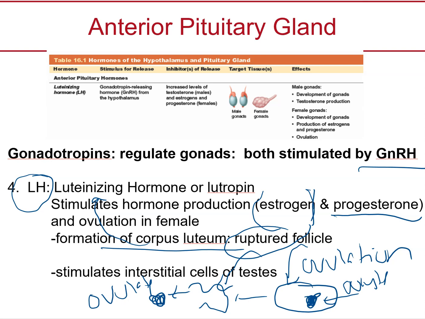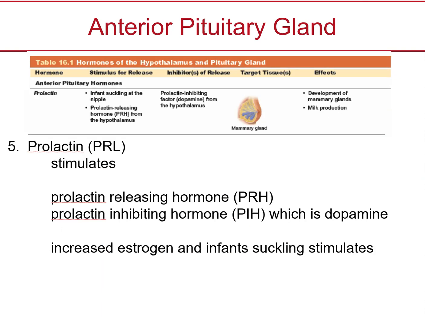LH also tells the testes to make testosterone, because remember that the interstitial cells in the testes are going to make testosterone. Now, another hormone we mentioned is prolactin. If we look at prolactin from the anterior pituitary, its main thing is to form the mammary glands and help with milk production, right? For lactation. So it stimulates lactation.